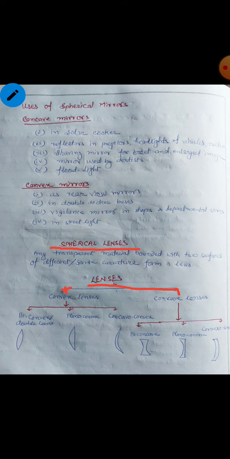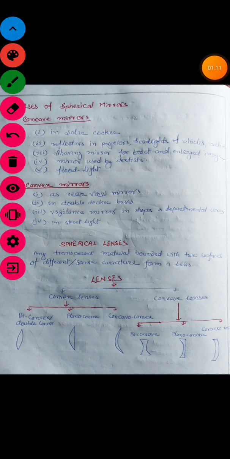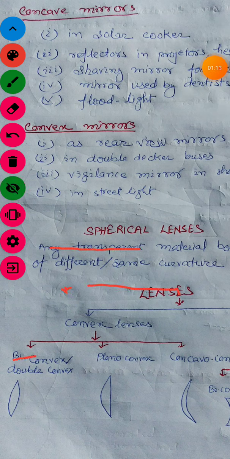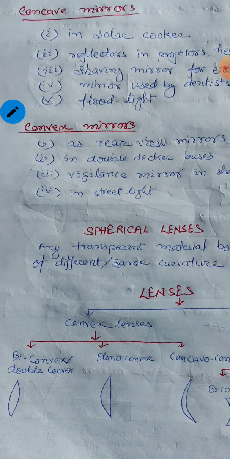Biconvex or double convex lens. Second, this is a biconvex lens or double convex lens, and the second one is plano-convex. This one is plano-convex lens. That means one side it is having convex and another side it is plane. That's why it is known as plano-convex lens.